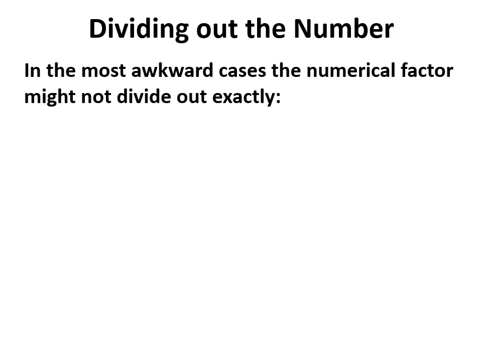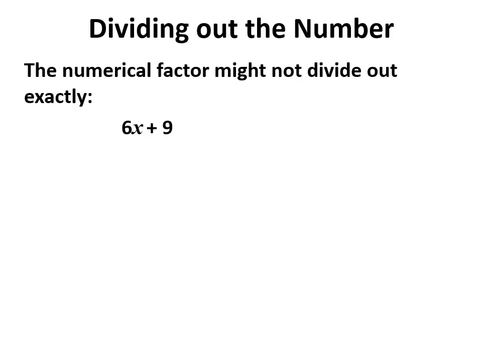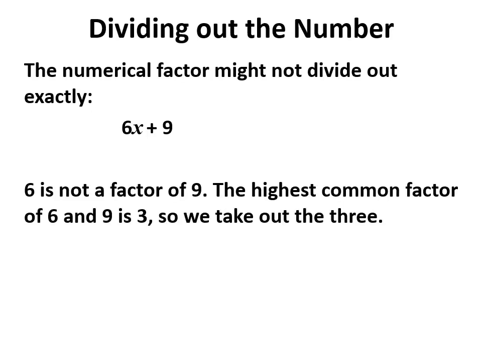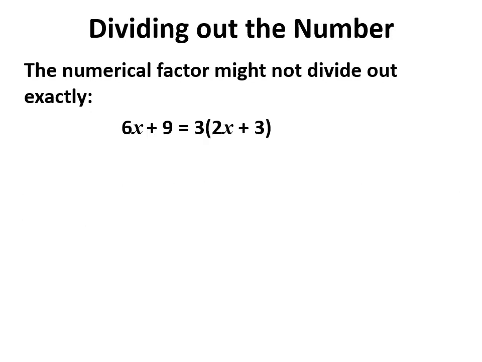In more awkward cases, the number doesn't always divide out exactly. So we look at 6x plus 9. Well, 6 is not a factor of 9, it doesn't divide out exactly. The highest common factor of the two of them is 3, so we take out the 3. 6 divided by 3 is 2, so 6x turns to 3 lots of 2x. 9 divided by 3 is 3.